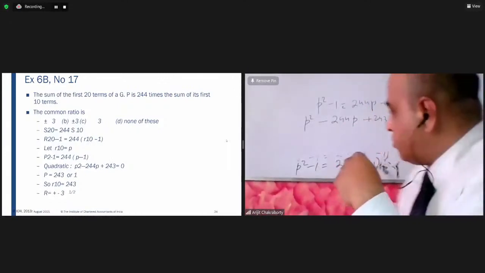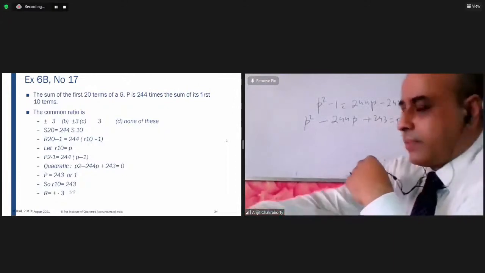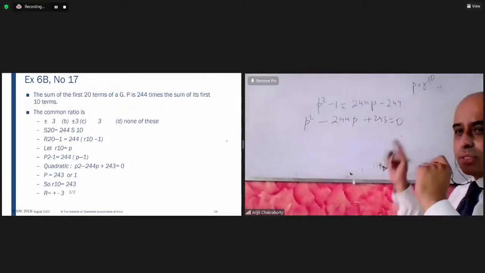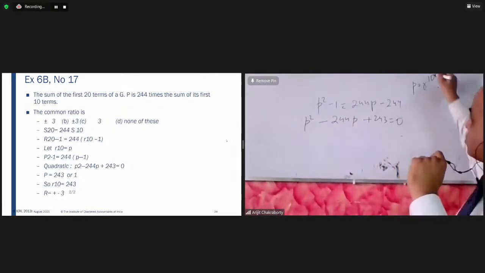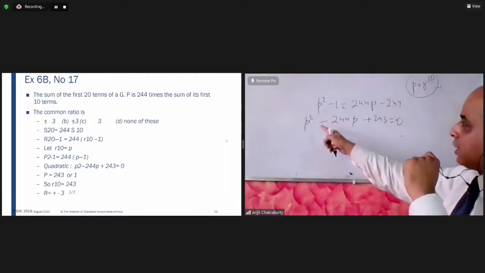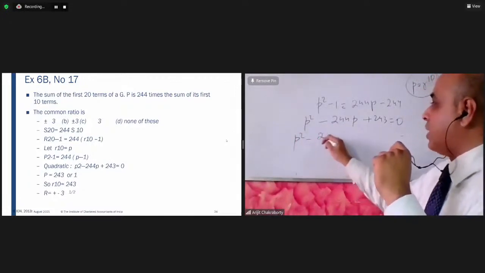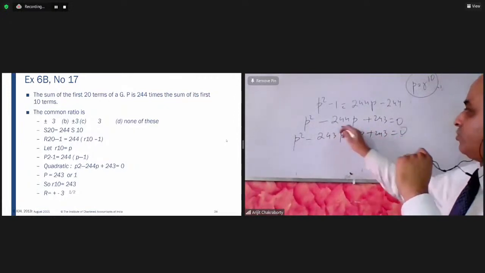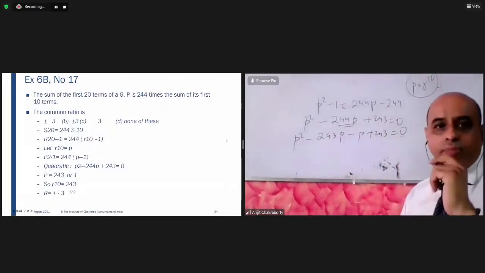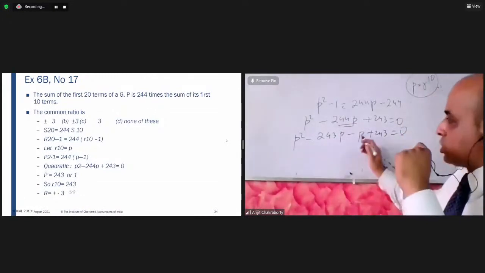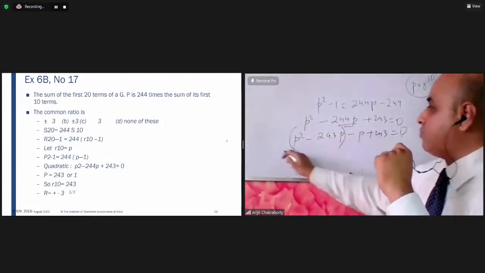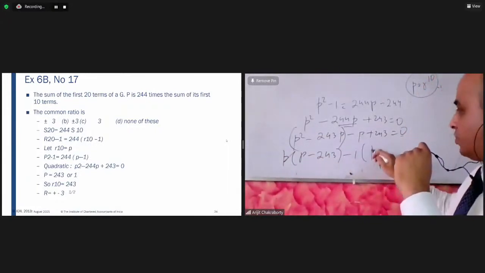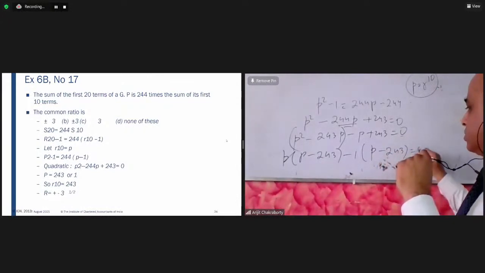So let us solve and check. Please remember that P is nothing but R to the power 10, which we have taken in this example. Now, if you solve this, this becomes P square minus 243P minus P plus 243 equal to 0. We are breaking the middle term, which is middle term splitting, which we do in a quadratic equation. From this part, we take P common, so I'm getting P minus 243. From here, we take 1 common, so we are getting P minus 243.